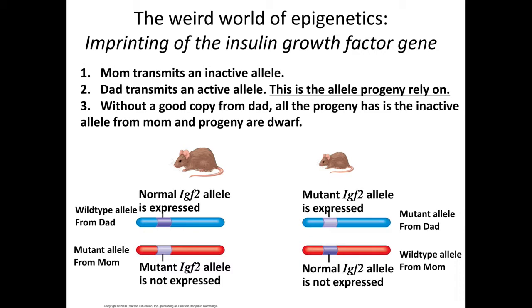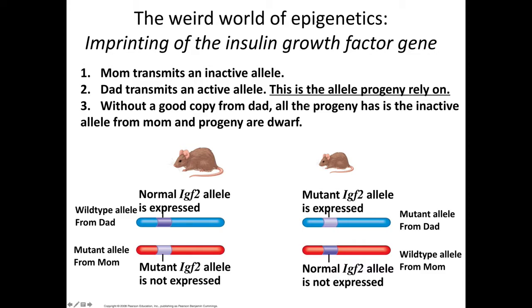Because dad transmits an active allele and mom transmits an inactive allele, the progeny rely on the active allele from dad in order for growth to be proper. So the active allele from dad is the allele that progeny rely on. Without a good copy from dad, because mom turns her copy off, all the progeny has is the inactive allele from mom, and the progeny are dwarf.